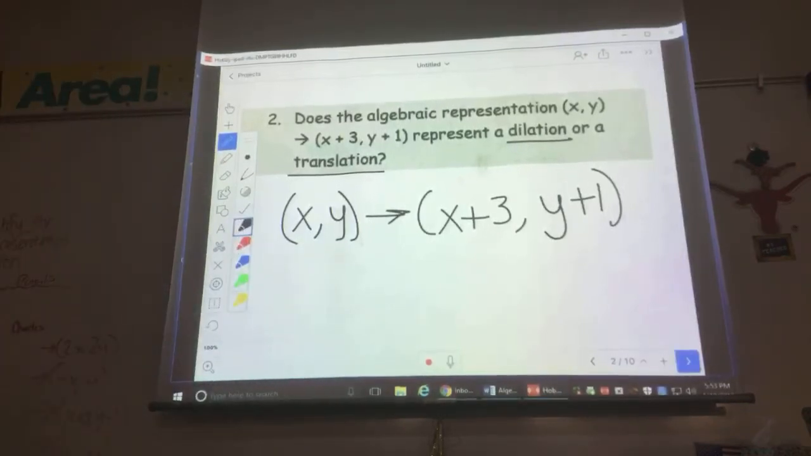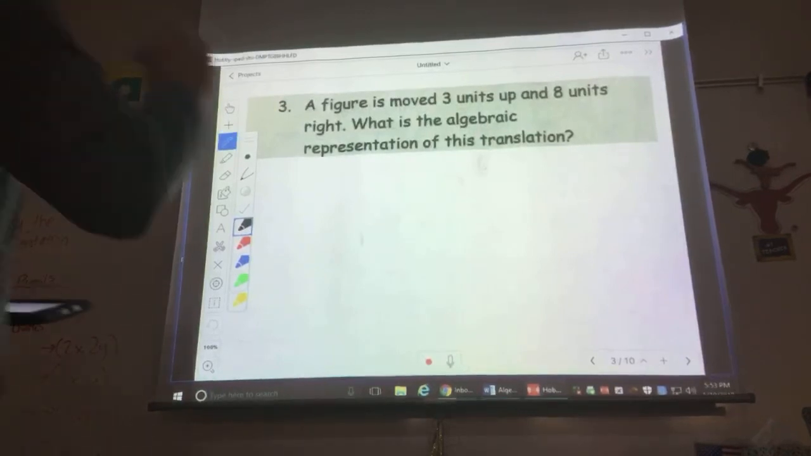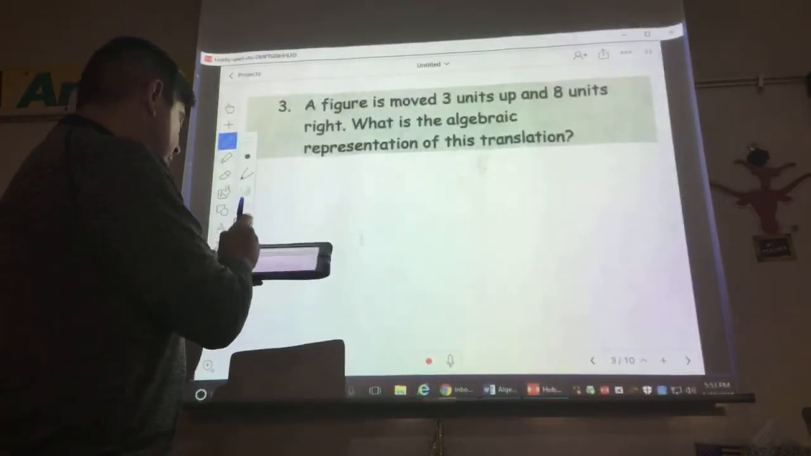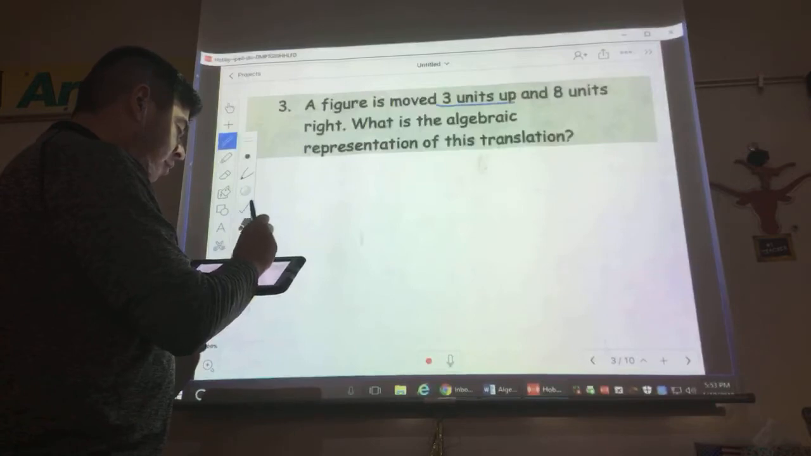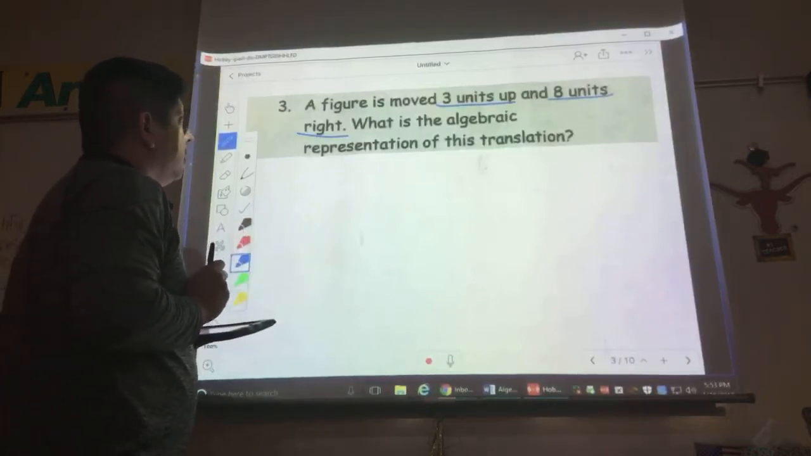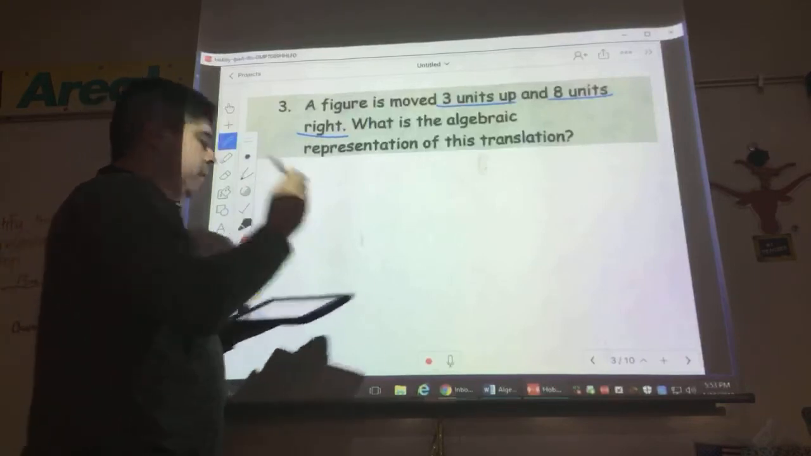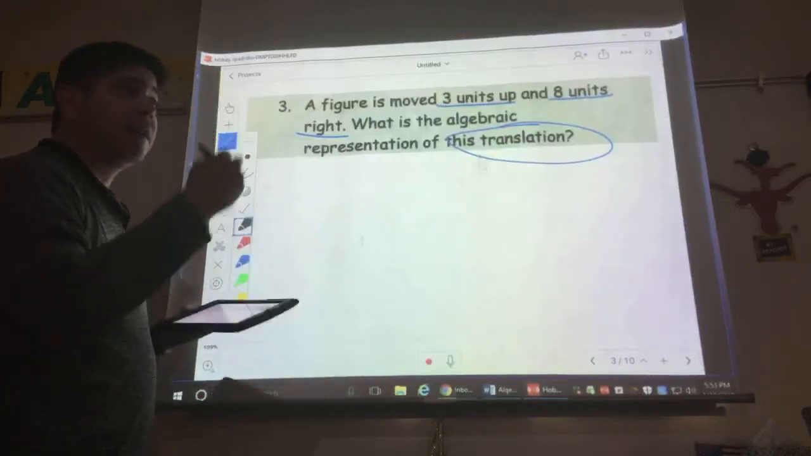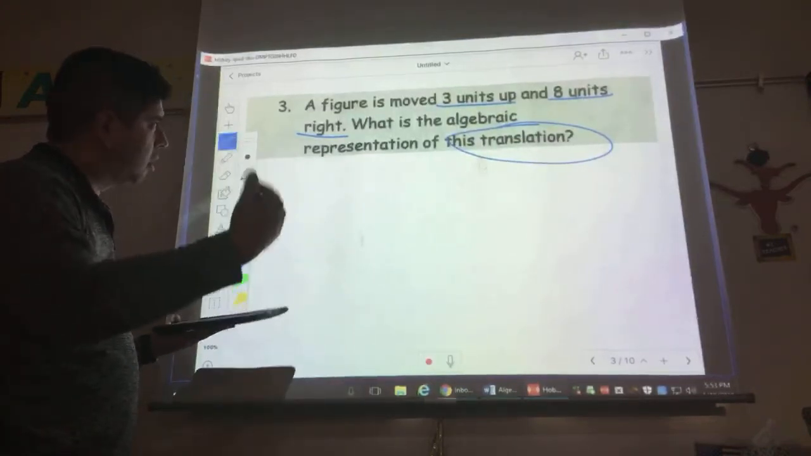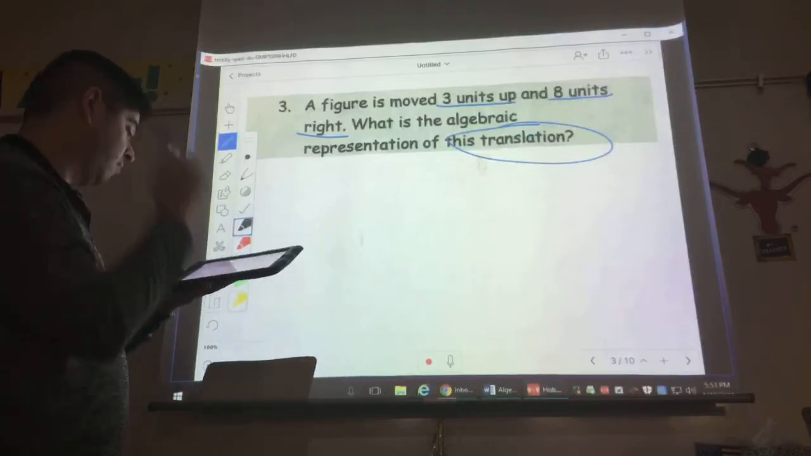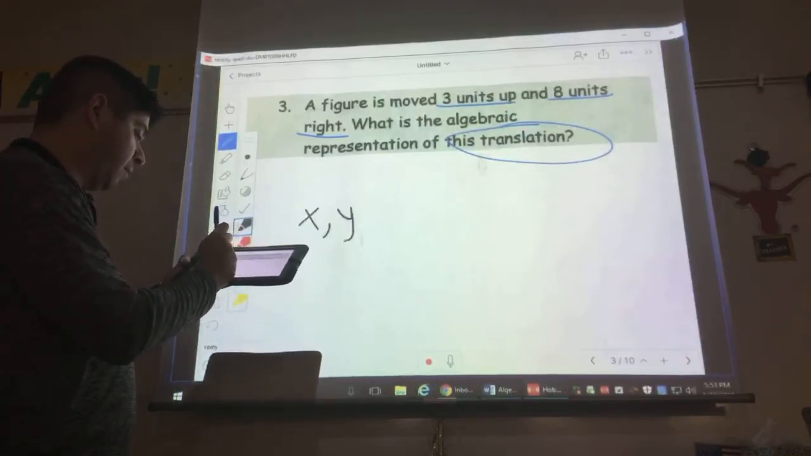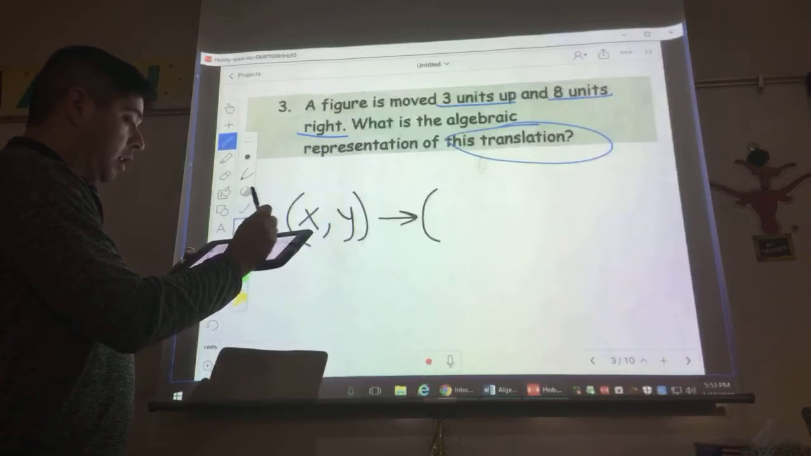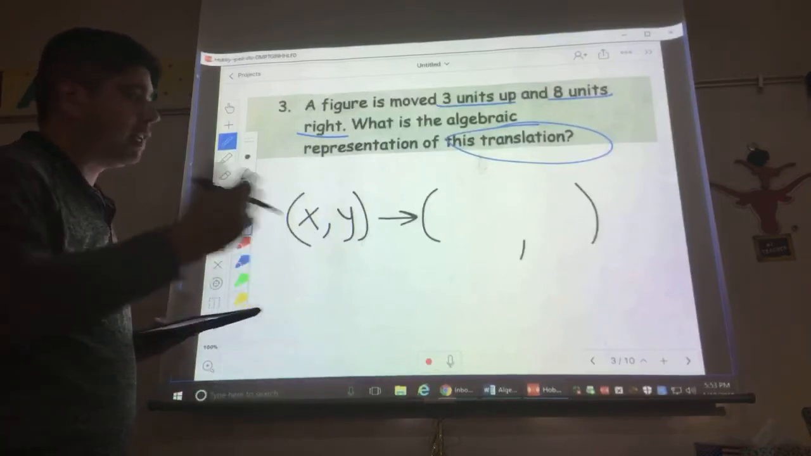Number 3. A figure is moved 3 units up and 8 units to the right. What is the algebraic representation of this translation? So I got some key stuff that I'm going to underline. 3 units up, 8 units to the right. Again, we're looking for the algebraic representation of this translation. I'm going to circle that. So that tells you it's going to be x plus or minus a number, and then y plus or minus a number. So we've got to be able to find that. So x comma y changes to x plus a number and then y plus a number. An example of what it would look like.